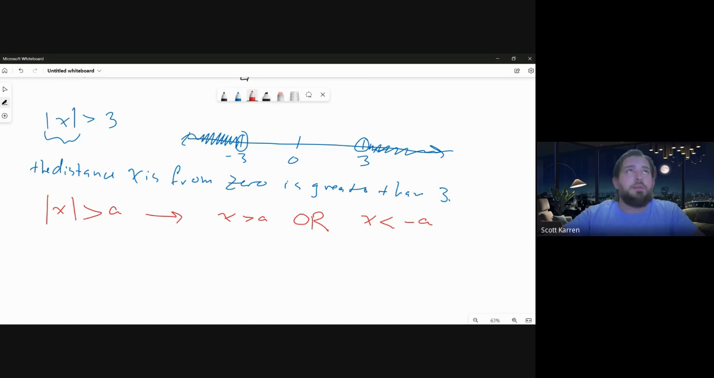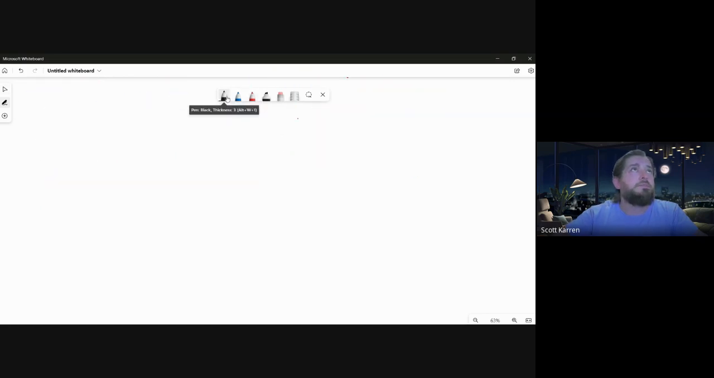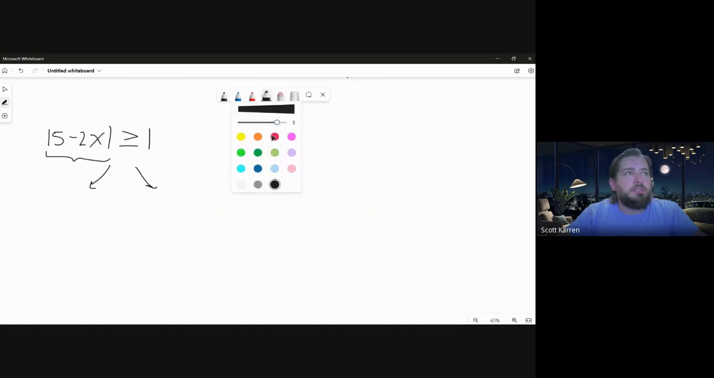So let's take a look at how to play with one of these. Let's do this guy right here. The absolute value of 5 minus 2x is greater than or equal to 1. So again, already it's isolated. I don't have to isolate the absolute value here. It's done for me. So this just turns into 2 equations, right? And it's important to remember which one turns into which. The absolute value being greater than something means or, and the absolute value being less than something is an and.